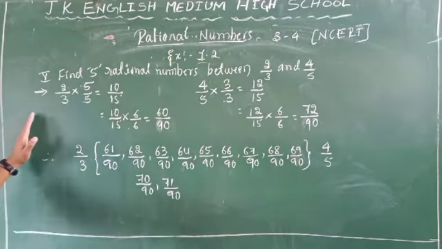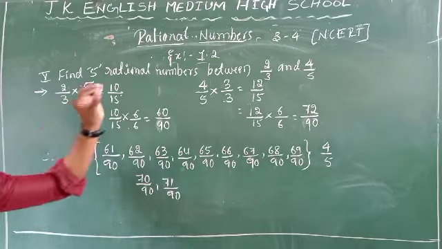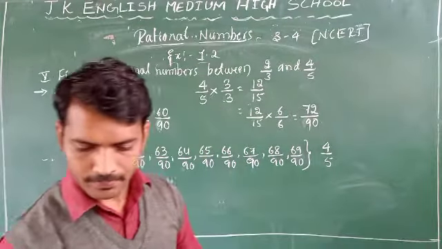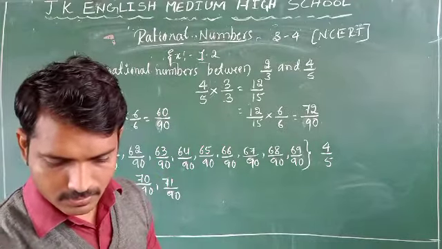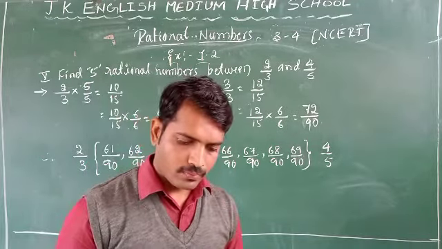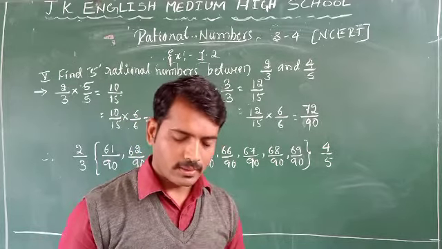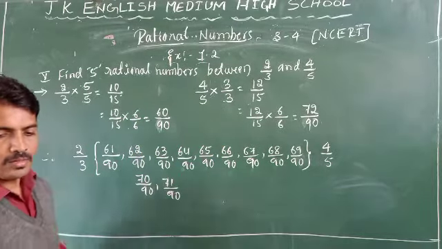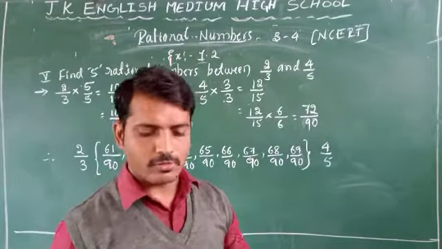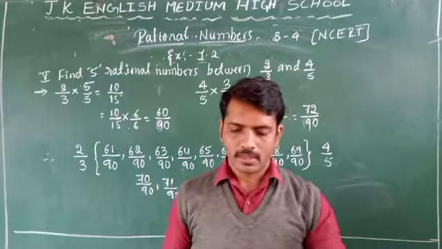Understanding? So this is called the rational numbers between two different numbers. Okay? Done. In the next class, still 2 mains are there. So in the next session, I will solve the remaining 2 mains.